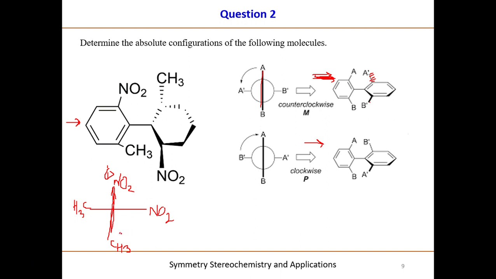Then this is the second, then third, and fourth, correct? Same as allene, we have to give the priority as we have given in allene. 1, 2, 3, right? This is the counterclockwise direction. That means S configuration. The absolute configuration for this molecule is S, correct?